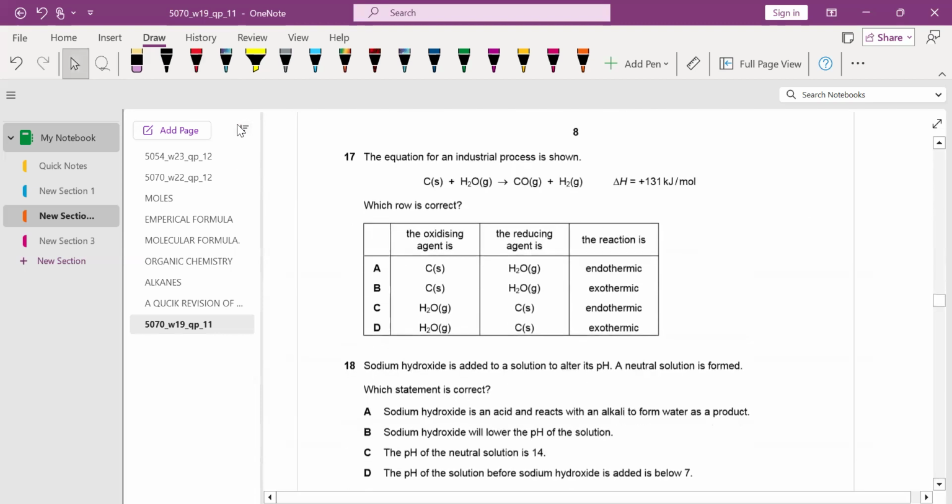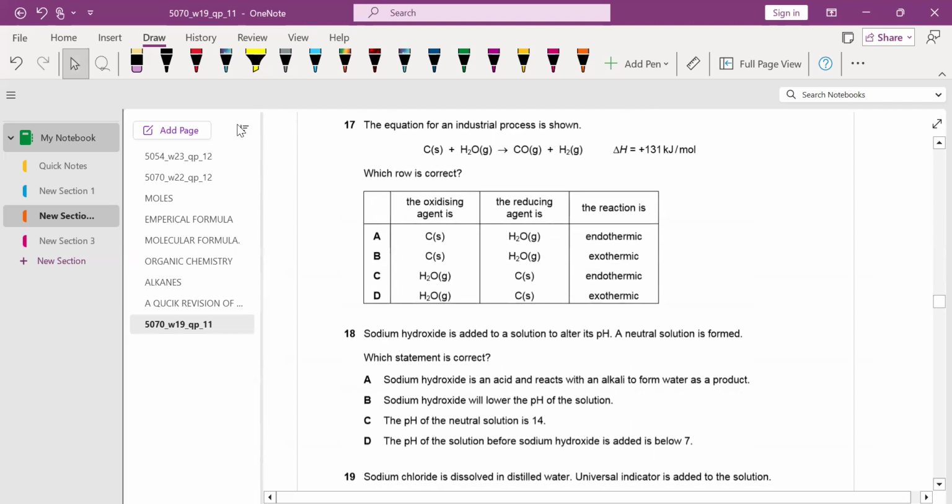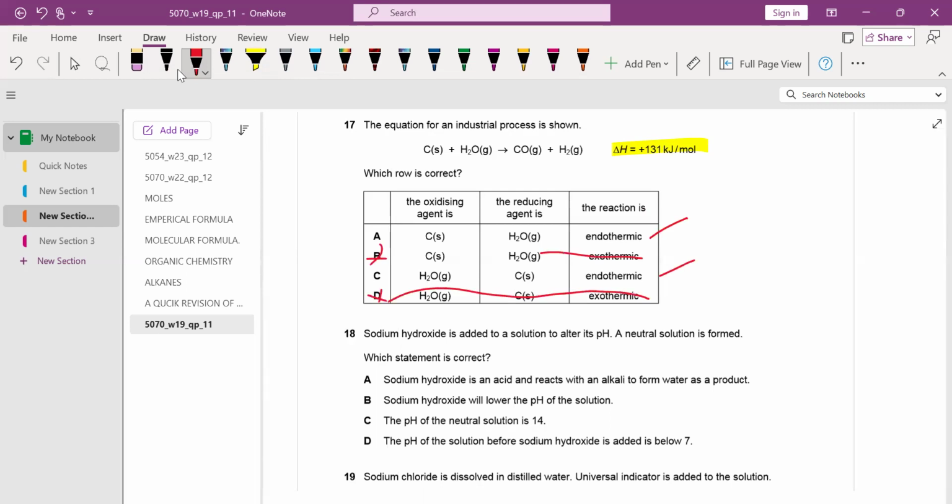Question number 17, the equation of an industrial process is shown. This is the equation given. We need to find out which row is correct. Firstly, you can see that this is an endothermic reaction. It is given. We have two options for an endothermic reaction: option A and option C. So B and D are cancelled out, the exothermic ones. Now the oxidizing agent is, and the reducing agent is.